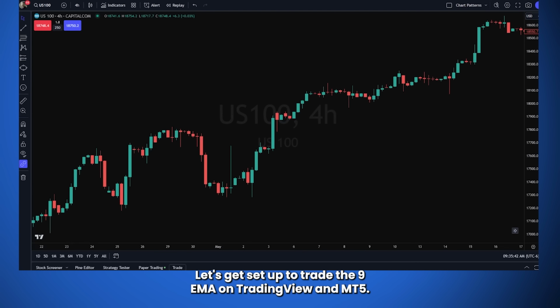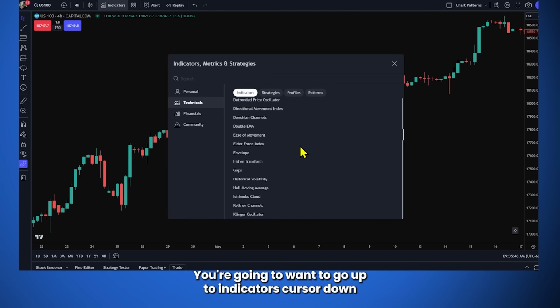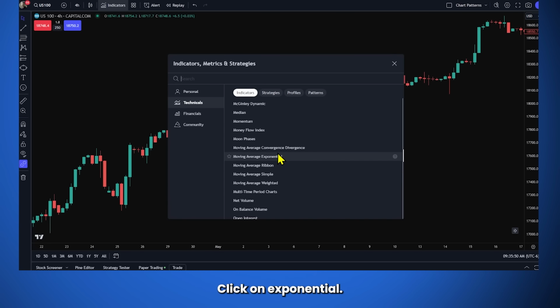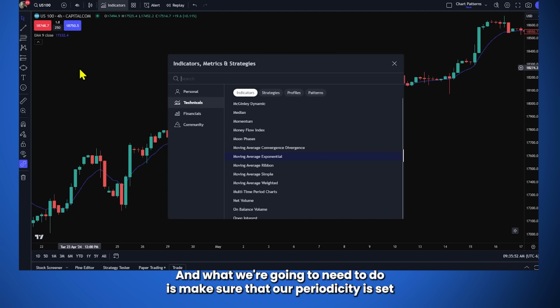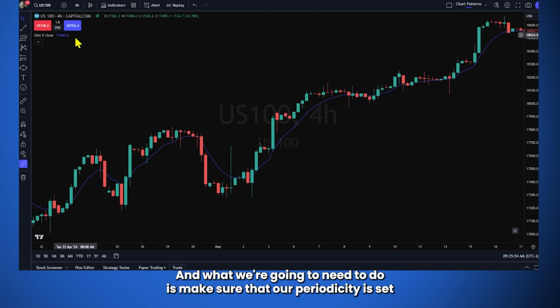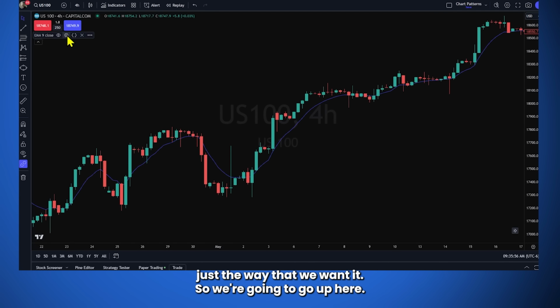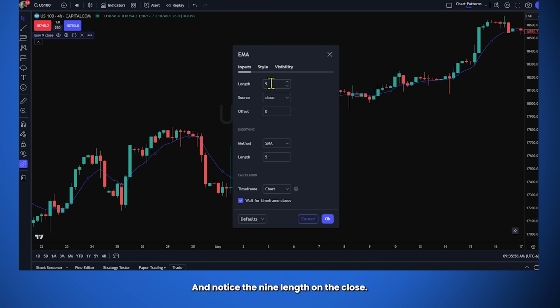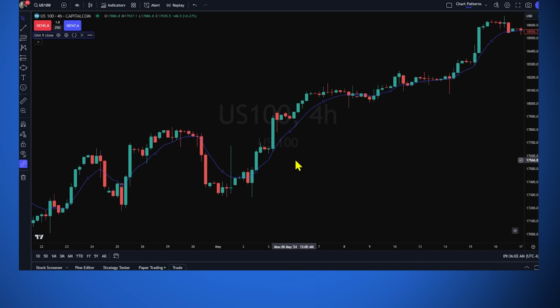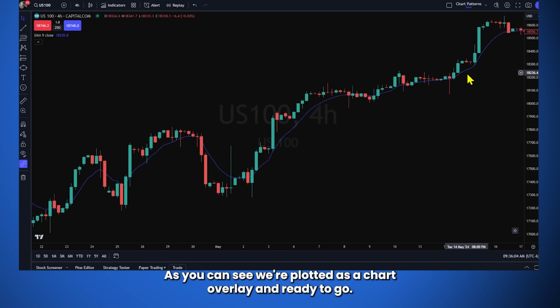Let's get set up to trade the 9 EMA on TradingView and MT5. First on TradingView, you're going to want to go up to indicators, cursor down to the moving averages, click on exponential, and we need to make sure that our periodicity is set just the way that we want it. So we're going to go up here and click on settings. You'll notice the 9 length on the close, that's our source. We're going to go ahead and hit OK. As you can see, we're plotted as a chart overlay and ready to go.